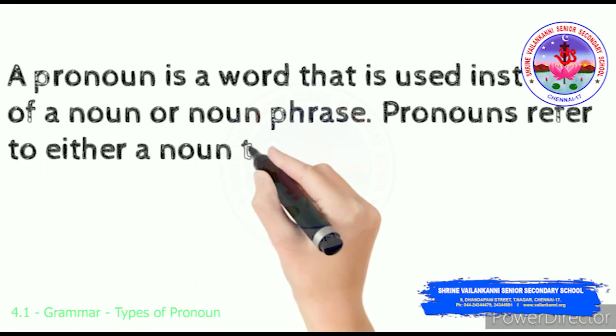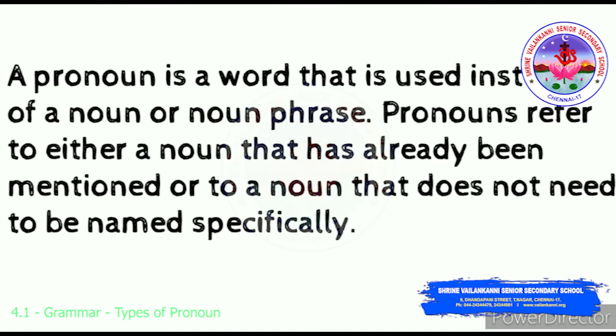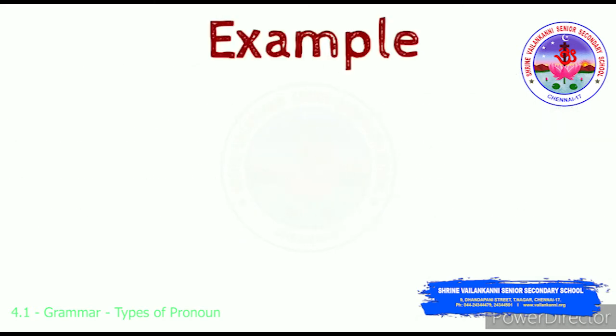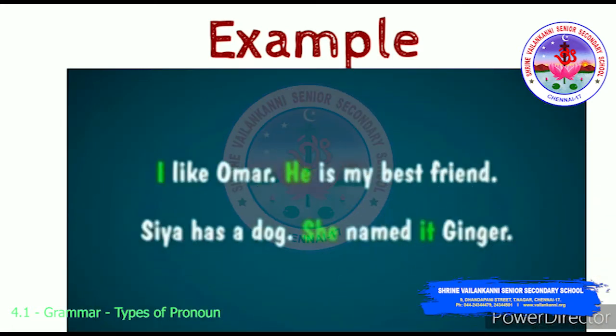A pronoun is a word that is used instead of a noun. Pronouns refer to a noun that has already been mentioned, which means pronouns are used to avoid repeating the nouns again and again in the same passages or sentences. For example, I like Omar, he is my best friend. Here I am using I and he as pronouns. I refers to the speaker and he refers to Omar. He is a boy, so I am using the pronoun he.